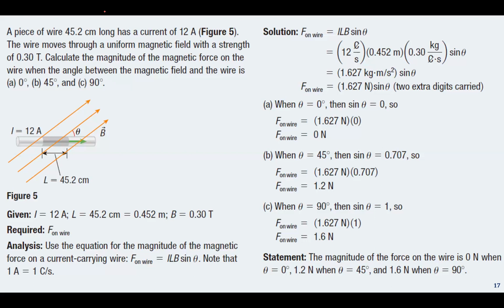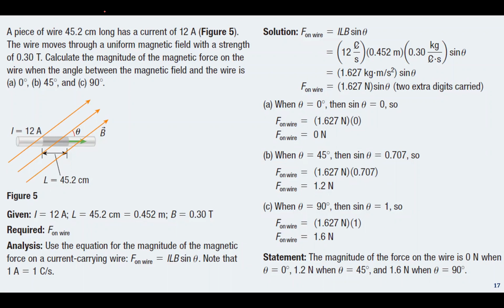And in the third case, when theta equals 90 degrees, we know the magnetic force on the wire is approximately 1.6 newtons. So the magnitude of the force on the wire is 0 newtons when theta equals 0 degrees, 1.2 newtons when theta equals 45 degrees, and 1.6 newtons when theta equals 90 degrees.